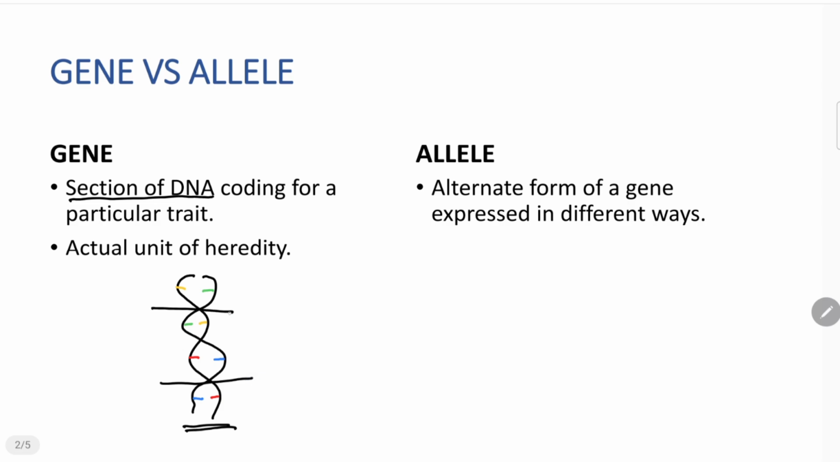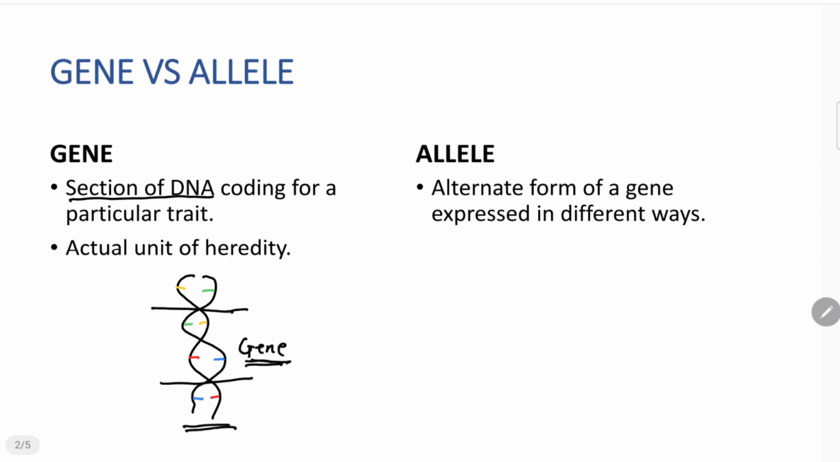The section that I've separated here is what we call a gene, right? So not the entire DNA molecule, just a section, just a part of the DNA is what we refer to as the gene. It is the actual unit of heredity. This tells us that when an offspring inherits characteristics from parents, these characteristics are inherited through what we call a gene. And this gene is a section of DNA coding for a particular characteristic, right?